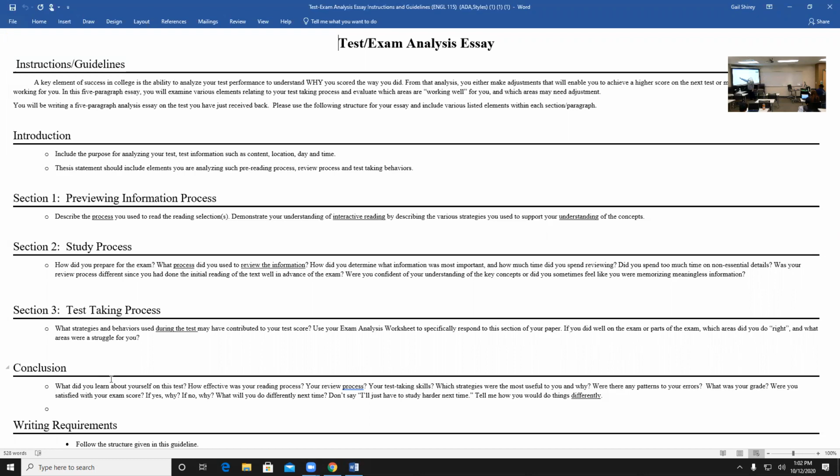In the next section, or the next paragraph, right, you are going to address all of the previewing processes. What process did you use when you read the selection? Demonstrate your understanding of interactive reading by describing strategies you use to support your understanding of concepts. What do I want you talking about in that section? Just give me layman's terms. What do you think I want to hear about?